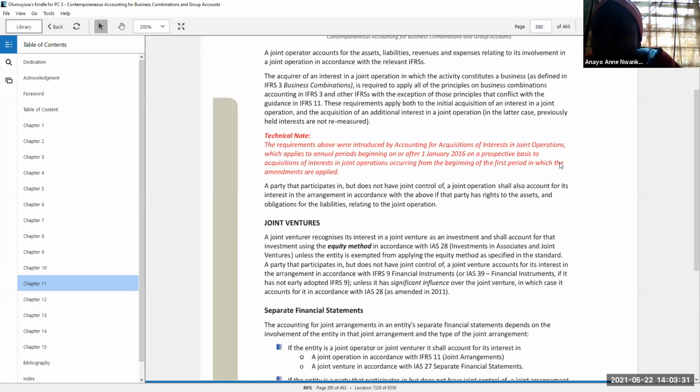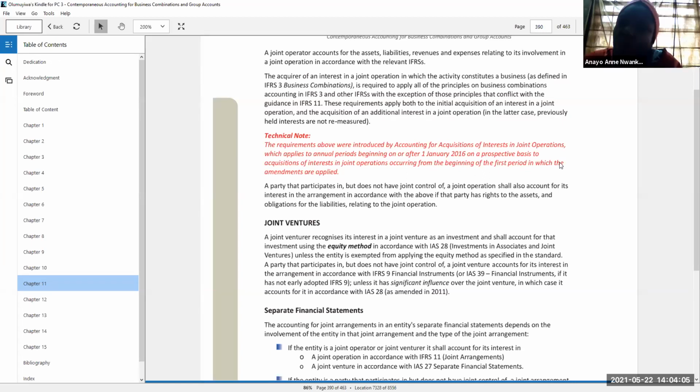occurring from the beginning of the first period in which the amendments are applied. A party that participates in but does not have joint control of a joint operation shall also account for its interest in the arrangement in accordance with the above if that party has rights to the assets and obligations for the liabilities relating to the joint operation.